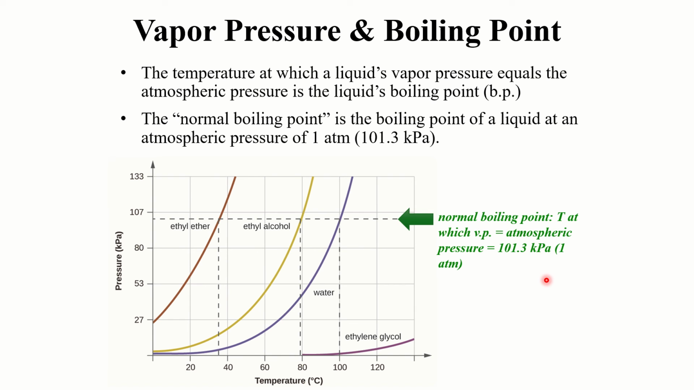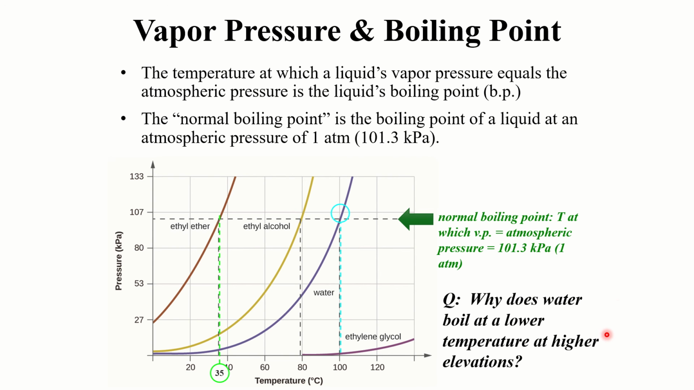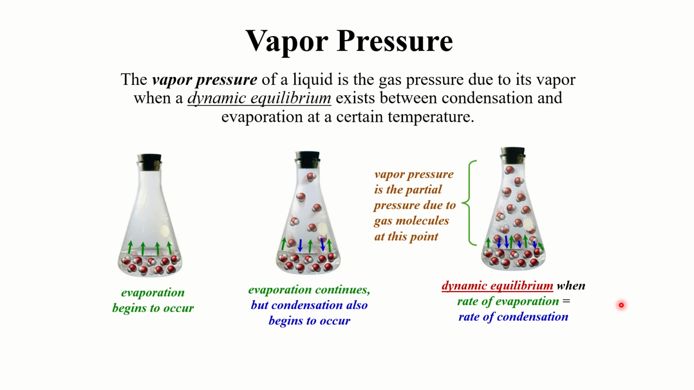So what we can do then is track the normal boiling points, at least for 3 of these liquids. We see for ethyl ether, its boiling point is at 35 degrees Celsius. This is the point at which its vapor pressure crosses with that normal boiling point line. For ethyl alcohol, this looks to be roughly around 80 degrees Celsius, maybe 78, 79 degrees Celsius. And then for water, it's at 100 degrees Celsius. And I kind of just answered this question for you.